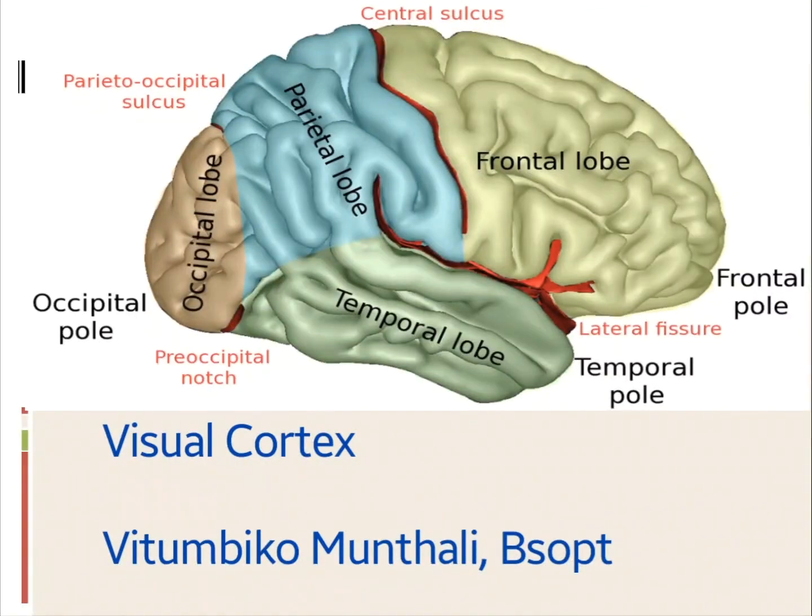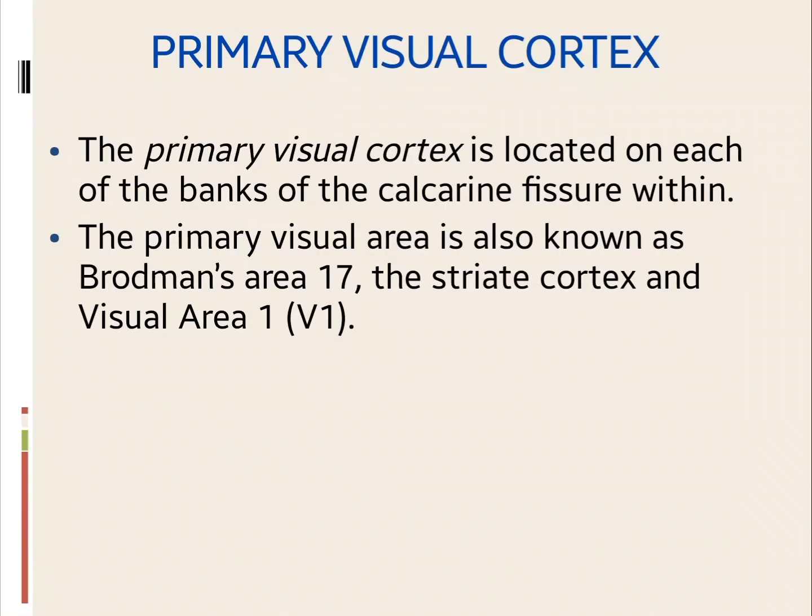Today we'll be talking about the visual cortex. The primary visual cortex is located on each bank of the calcarine fissure. The primary visual area is also known as Brodmann's area 17, the striate cortex, and visual area 1. Within the primary visual cortex, the occipital pole is the area where we have visual perception.